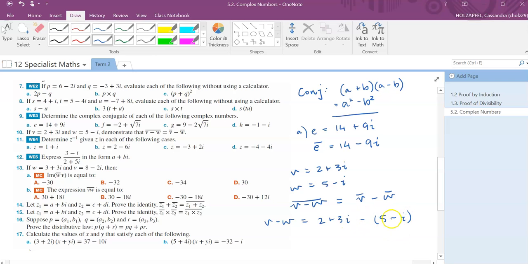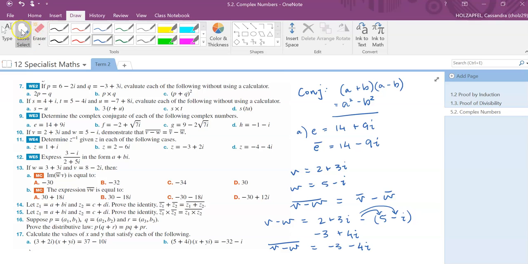And this is where putting things in brackets becomes a little bit important, because I want to distribute this negative to both terms. So this is actually going to be 2 minus 5, so that's negative 3. And then negative 1 is just going to make plus i, so 3i plus i is going to make 4i. Okay, so the conjugate of this, so v minus w, is going to be equal to negative 3 minus 4i.